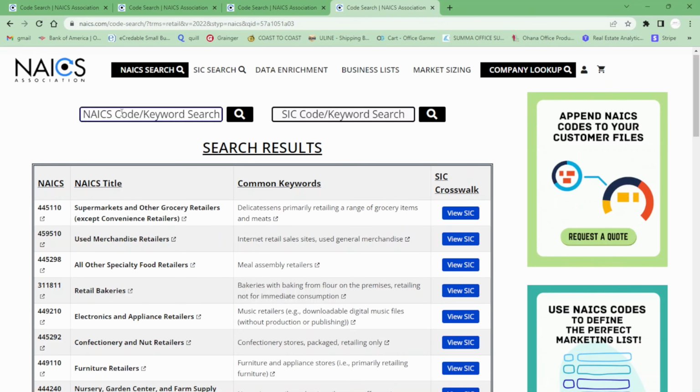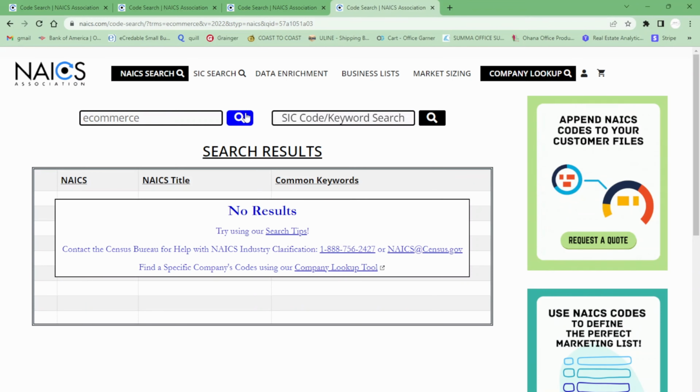All right, so when I type in e-commerce, we're going to go ahead and do that just so you can see what pulls up. No results, okay? So don't get discouraged. There's always another way to find things. So with e-commerce, what are you trying to do? You're trying to sell something. So that falls under what? Retail. So let's go ahead and put retail in and see what we get. I'm sure it's a hit.